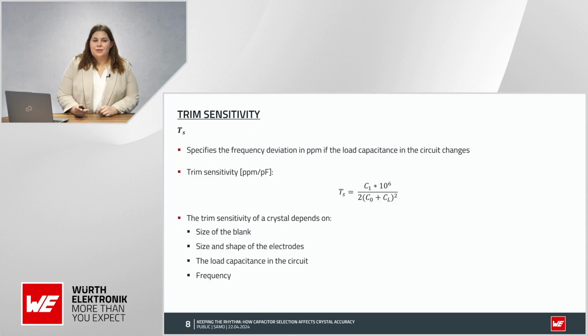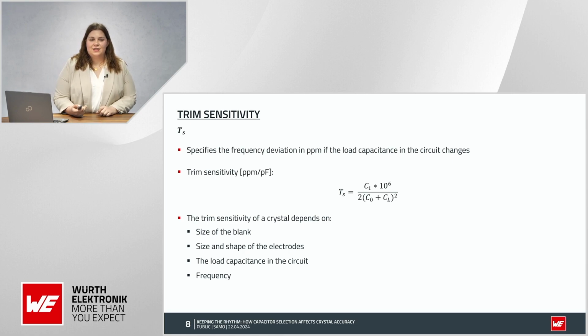So you might wonder, why do we make such a big deal of a few picofarads? Because picofarads is really, really small. But 1 picofarad can cause a lot of frequency deviation in a crystal, and a crystal should be there in your circuit to have a really precise frequency. So we have the trim sensitivity as a value, which gives you the frequency deviation in ppm that is caused by a shift in capacitance.